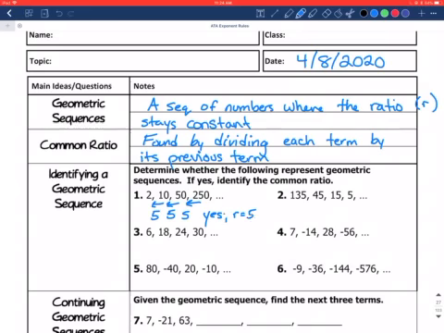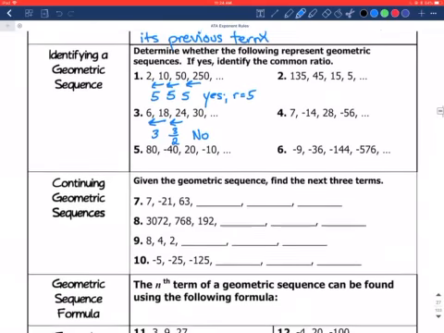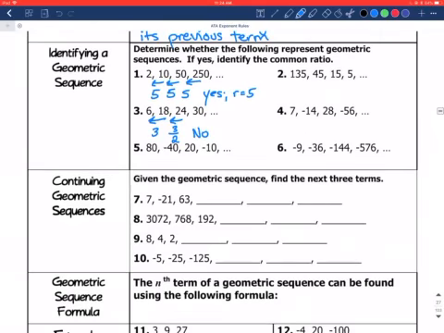All right, that doesn't always work out. So if you look at this one, for number 3, 18 divided by 6 will give you 3, but then 24 divided by 18 would give you 3 halves. So immediately, we do not have a constant ratio. That ratio changes, so it's not a geometric sequence. That is a no.